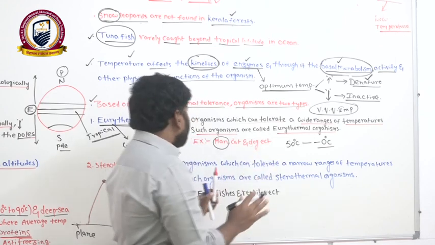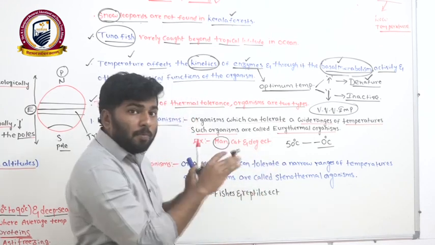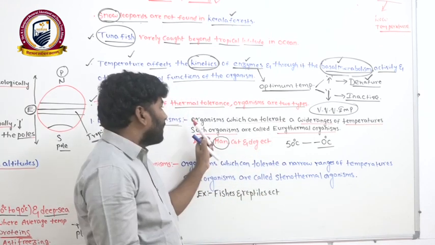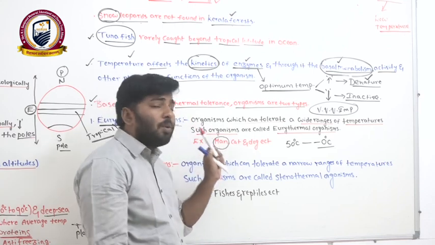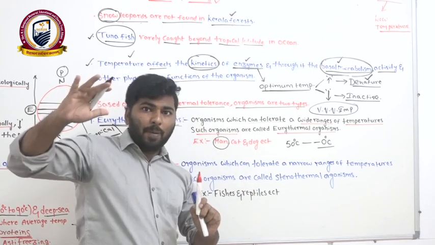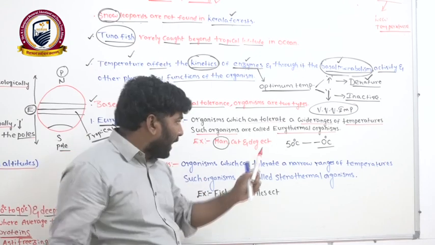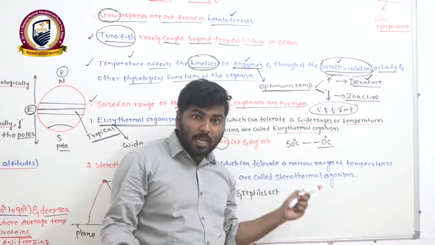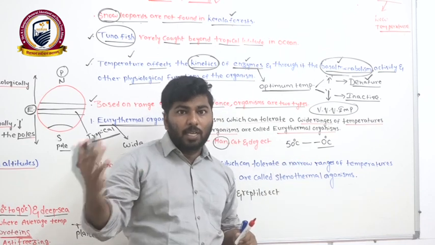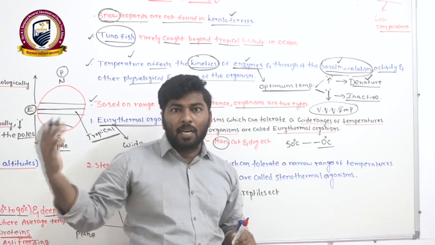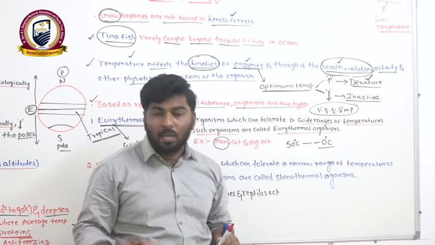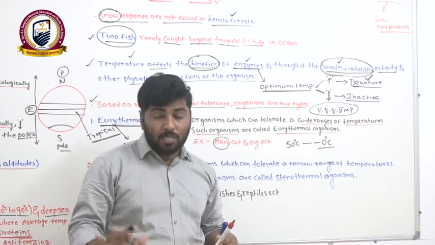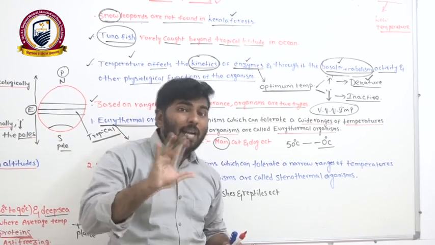Okay, don't confuse here. Wide is different from high. High means the organisms can survive only in high temperatures. High temperature means greater than 50 degrees centigrade or greater than our room temperature, around 40, 45, 50, 100, 200 degrees. I am not saying high temperature. I am saying wide range.